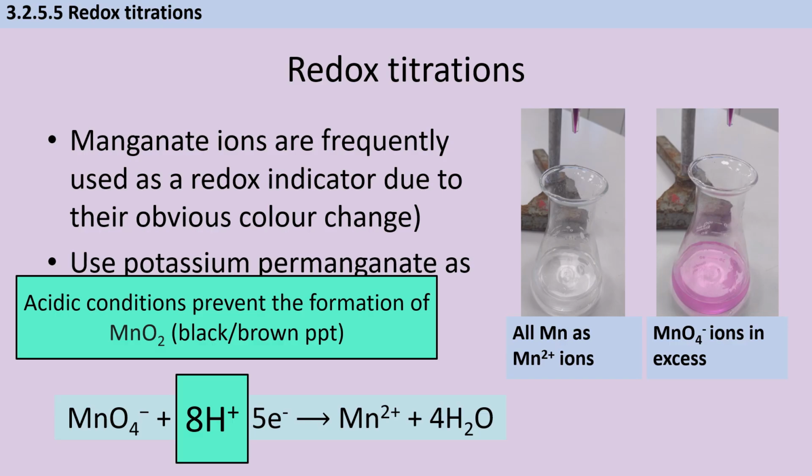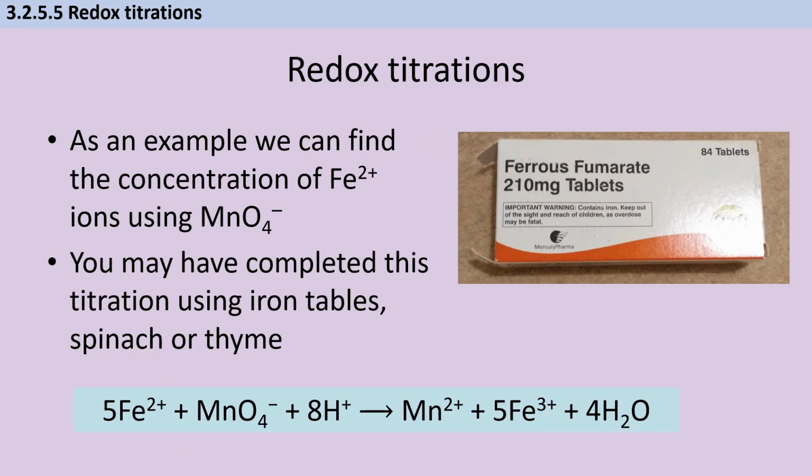The choice of acid is also important. A weak acid doesn't provide sufficient hydrogen ions. Hydrochloric acid contains chloride ions, and these are oxidized by the manganate ions, and that means we would end up adding too much manganate. Likewise, nitric acid is itself a good oxidizing agent, and so if we use that, we end up adding too little manganate.